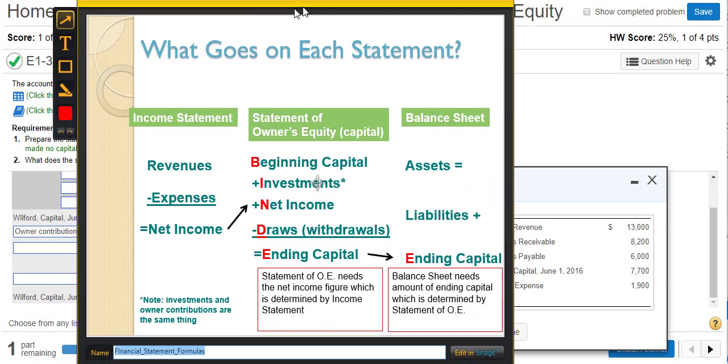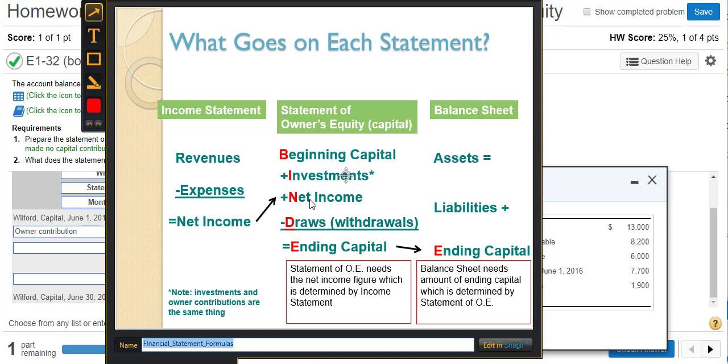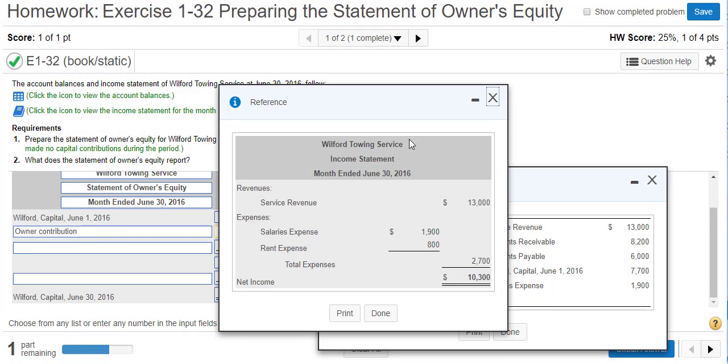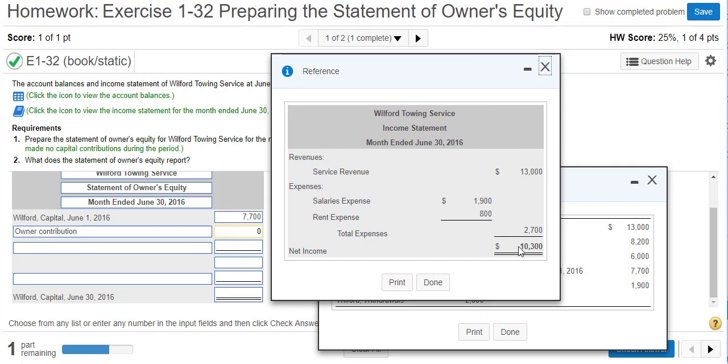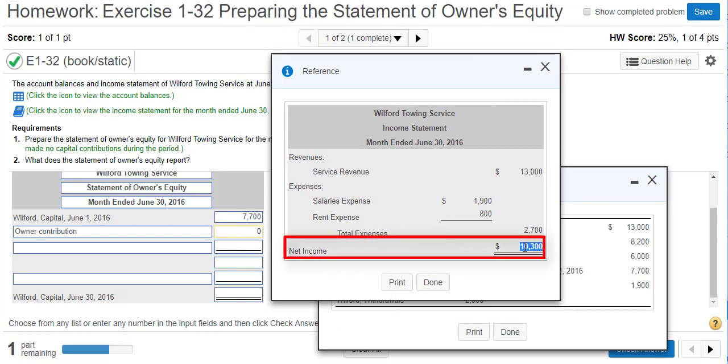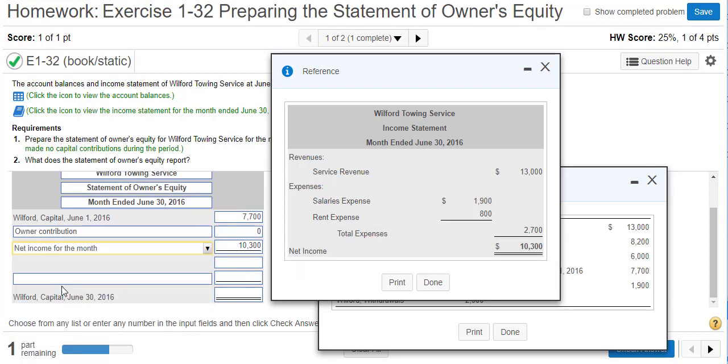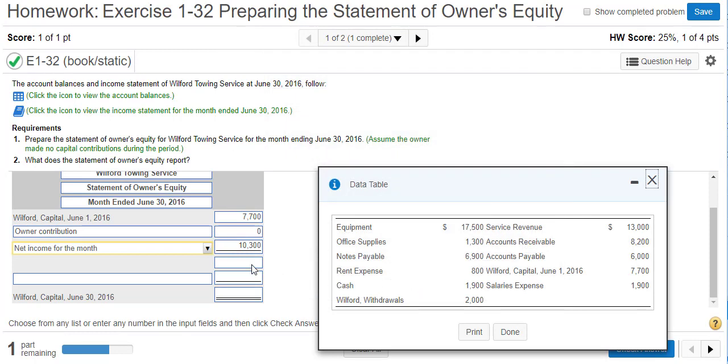And going back to our formula, the next thing we're going to do is add net income. And remember, this is the second financial statement. The reason we're doing it second is because we had to calculate net income first on the income statement, which we've done, and they've given us a box for that. So here's their income statement, and their net income is $10,300. So I can copy and paste that. Net income for the month. We're done with that window. So now this is just a subtotal with no label. So I'm going to take 7,700 plus 10,300 gives me 18,000.